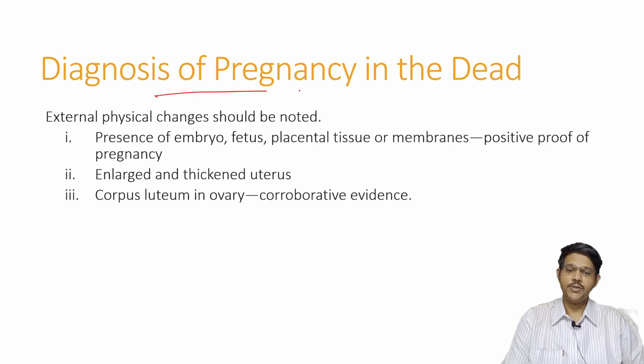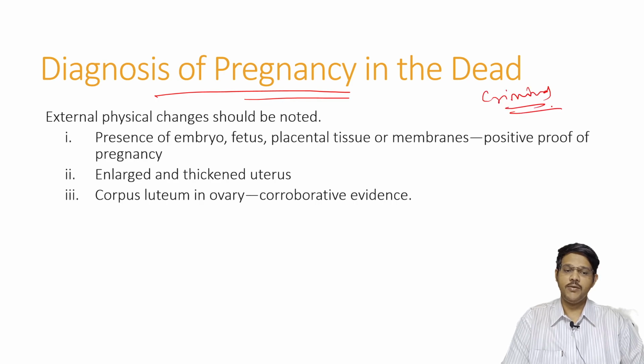Now coming to diagnosis of pregnancy in the dead. In the dead, most probably these are cases of criminal abortion, and in those cases we have to confirm that the woman was pregnant. So all the signs of pregnancy which we have discussed in the previous slides will be present even in the dead. External signs mainly like pigmentation, changes in the breast, and changes in the abdomen will be present. Including that, there may be presence of embryo or fetus or placental tissues inside the uterus, which is a positive proof of pregnancy.